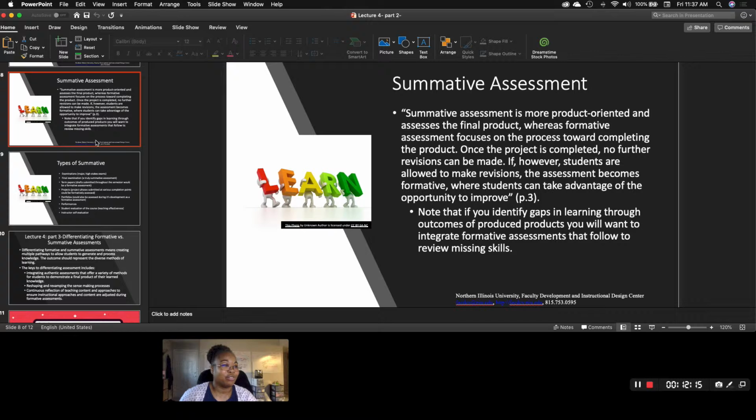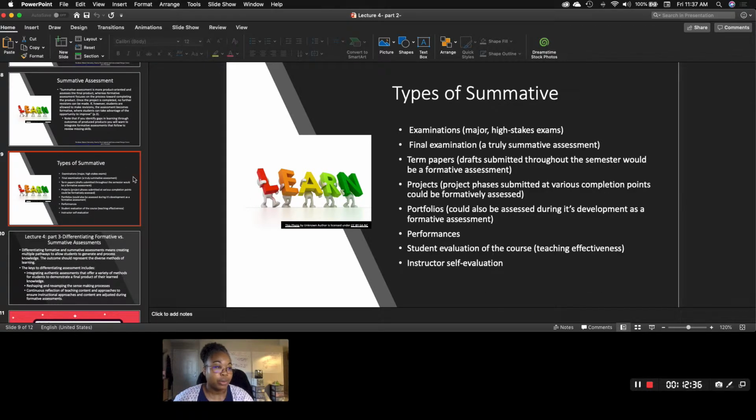Remember that summative assessment is more product-oriented and assesses the final product, whereas formative assessment focuses on the process toward completing the product. Note that if you identify gaps in learning through outcomes of produced products, you will want to integrate formative assessments that follow to review missing skills. So if you have a product at the end and students didn't fare well, then it might mean that you need to reteach those skills in another unit or revisit them.